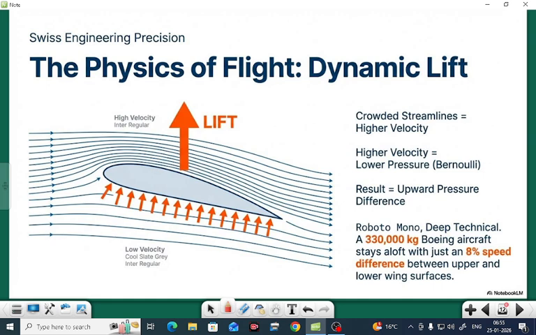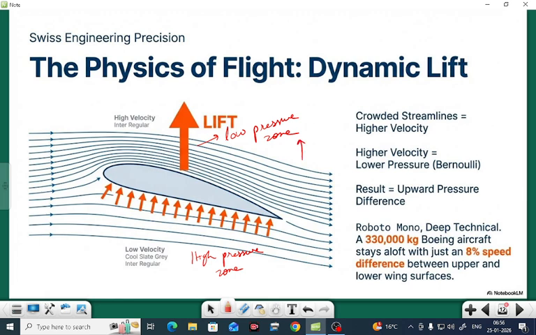Here you see high velocity, and the lift is there. Why? The high velocity creates a low pressure zone in this region, and here the low velocity means it is a high pressure zone. So there is a drift from the high pressure zone to the low pressure zone, and so there is a lift in the upward direction.